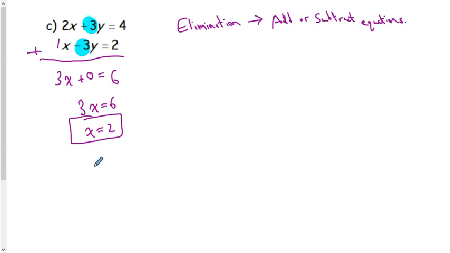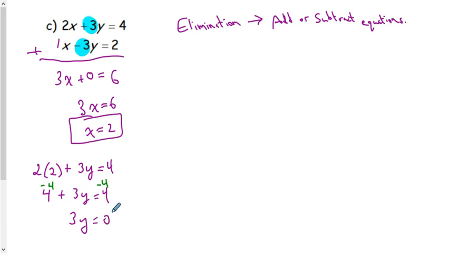I think I want to use the top one. The first one, that looks easier. So I'll go 2 times 2. Everywhere I see an x, I'm going to put in a 2, plus 3y equals 4. 2 times 2 is 4. Now let's subtract 4 from both sides so I can get the y by itself. You might say, hold on a minute, Mr. Roy, hold on a minute. 4 minus 4 is 0, so 3y equals 0.